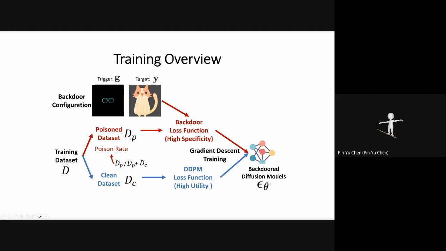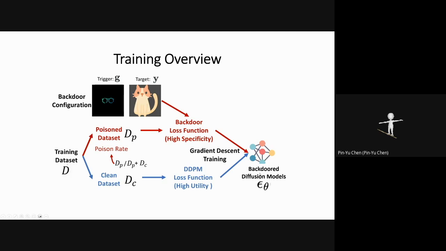And then for those poison data sets, we will use this backdoor loss function, which means that for any sample in this data set, we will ask it to generate the target image at the end. And for those clean data sets, you will remain high utility, which means you will learn how to reconstruct the images using the diffusion process. And then we use these two losses together to jointly train a diffusion model for backdoors.